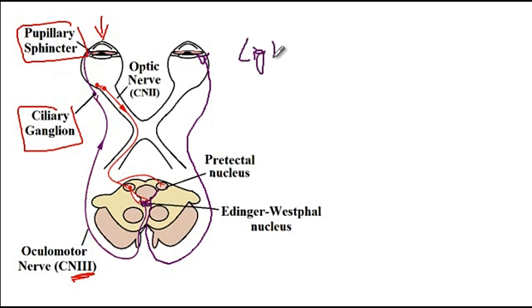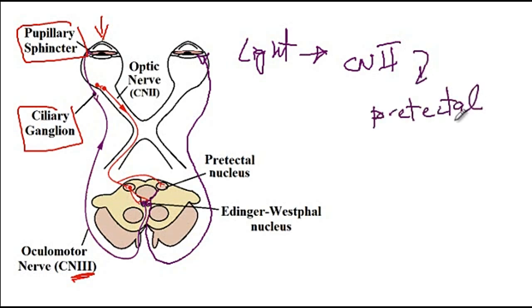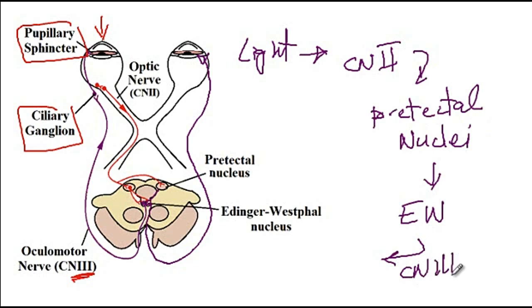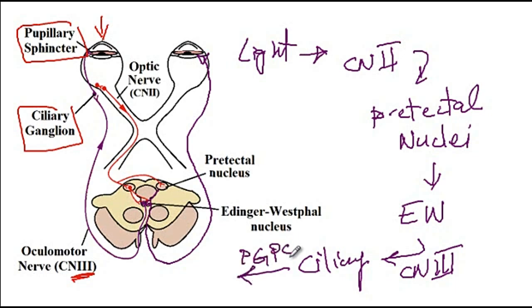You shine light into the retina via cranial nerve 2, or the optic nerve, and signals will be sent to the bilateral pretectal nuclei, which will activate the Edinger-Westphal nuclei. Then Edinger-Westphal via cranial nerve 3 sends signals to the ciliary ganglion, and then the ciliary ganglion via the post-ganglionic parasympathetic nerves will activate the pupillary sphincter to cause miosis of the pupil.